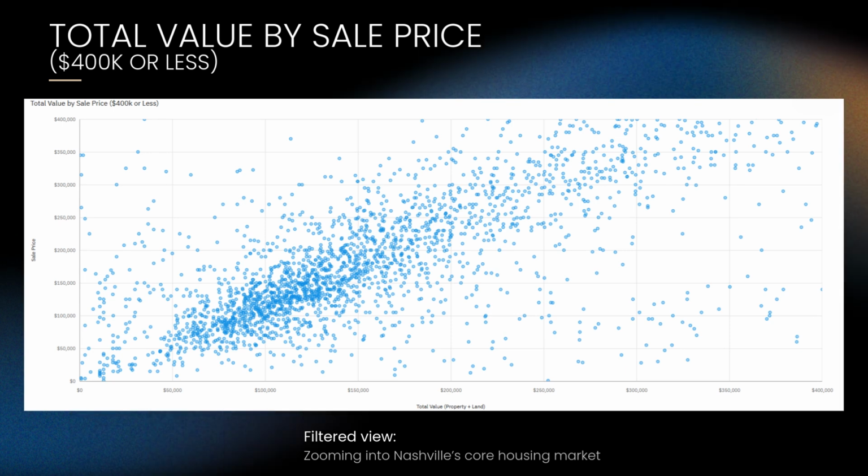To clean up the data, I applied a filter to focus on properties that sold for under 400,000, since it makes up most of Nashville's housing market. Right away, the trend became much clearer, and you can still see that positive correlation between total value and sales price, but now it's just readable. The clutter is gone, and we're looking at a much more realistic picture of what's actually happening in the core of the market.